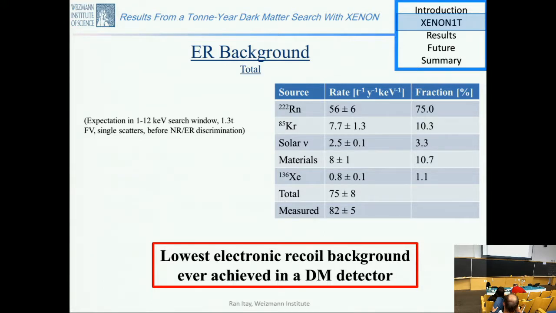This is actually with fiducial volume, single scatter, but before discrimination. So yeah.